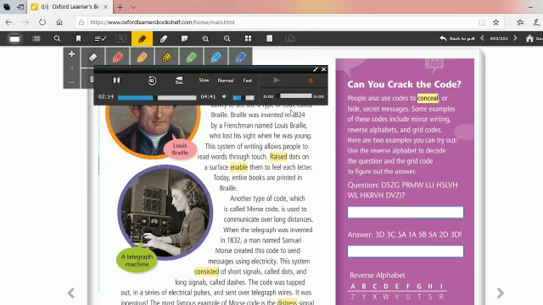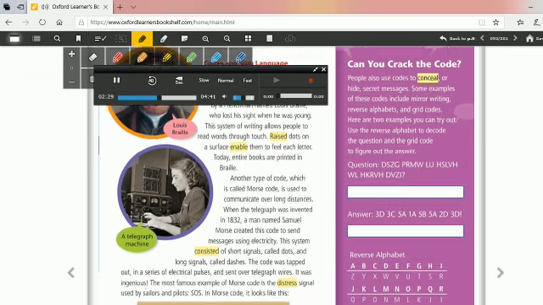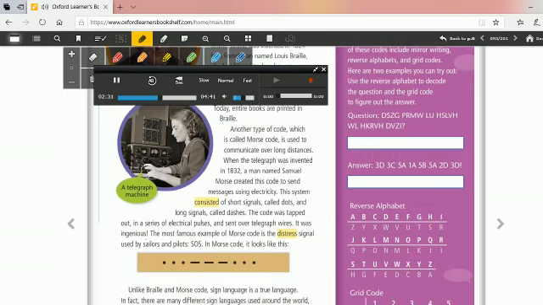Codes and sign language. All over the world, people who lack the ability to see use a type of code called Braille. Braille was invented in 1824 by a Frenchman named Louis Braille, who lost his sight when he was young. This system of writing allows people to read words through touch. Raised dots on a surface enable them to feel each letter. Today, entire books are printed in Braille.